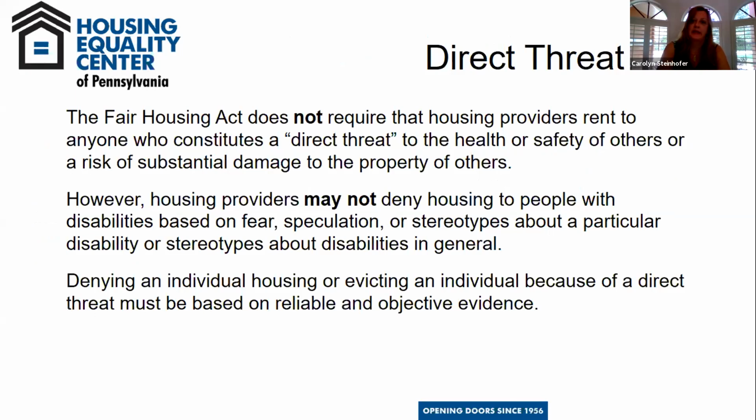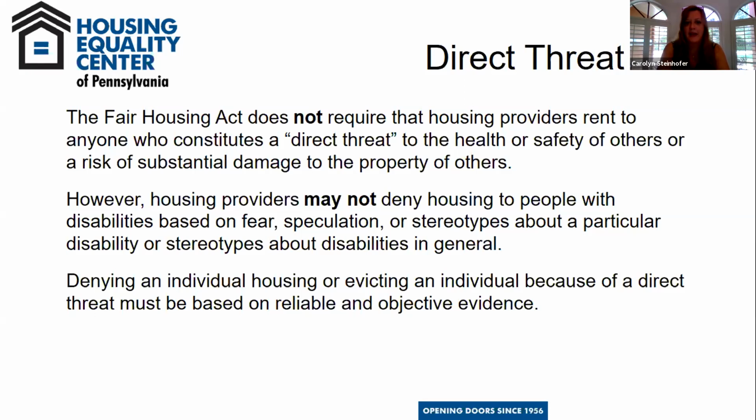So with that being said, the Fair Housing Act does not require that housing providers rent to anyone who constitutes a direct threat to the health and safety of others or a risk of substantial damage. We're not saying that you have to rent to Charles Manson or the Unabomber, or someone who has a very recent history of committing arson, for example. Housing providers, you may not deny housing to people with disabilities based on fear or speculation or stereotypes about a particular disability or stereotypes about disabilities in general.